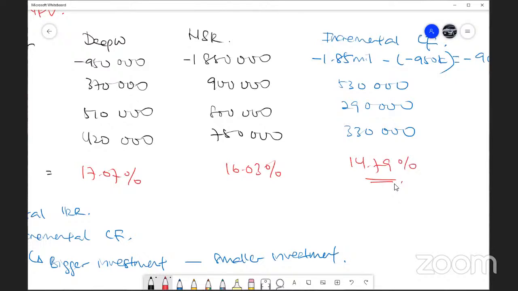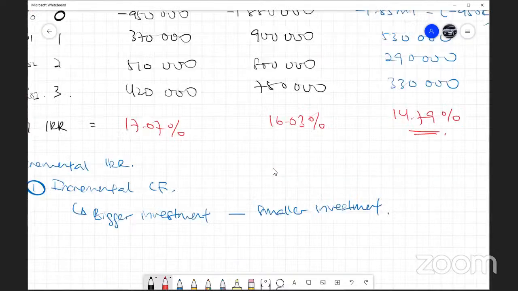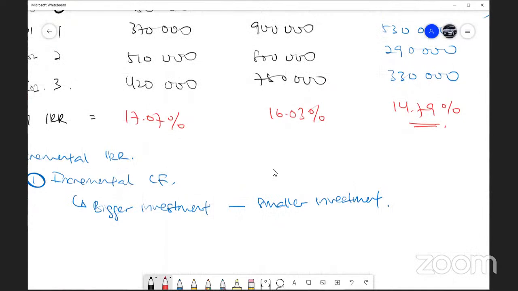So understood or not? To count incremental IRR, you need to find your incremental cash flow. And how do you find incremental cash flow? Bigger investment minus your smaller investment. Once having the cash flow, you can find the incremental IRR. So the incremental IRR here is 14.79%.